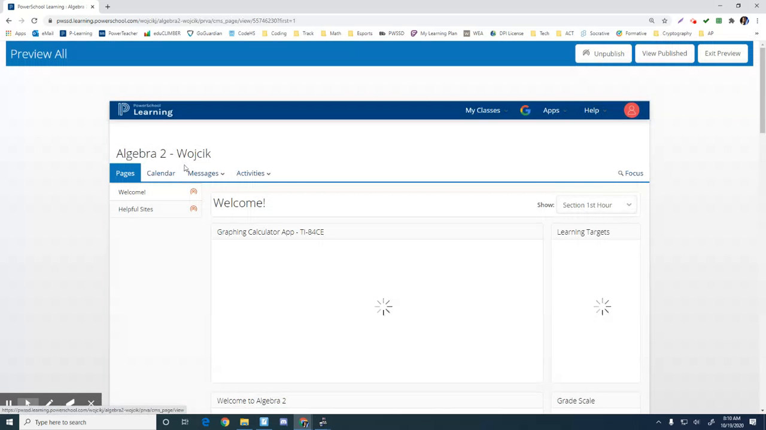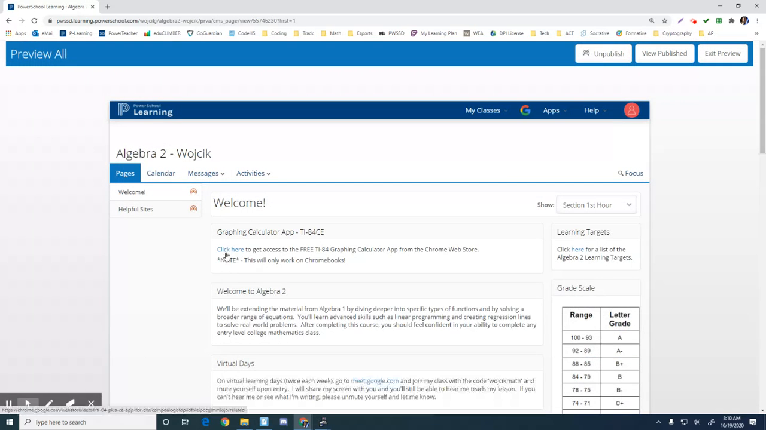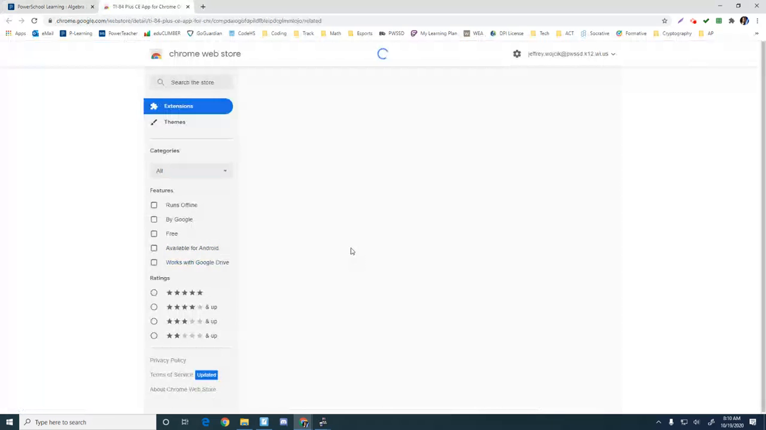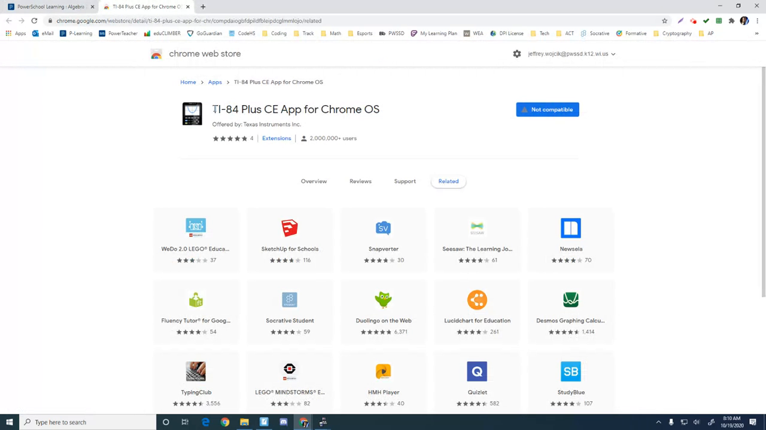So all you need to do is click here. It will take you to the web store that shows this TI-84 Plus Color Edition app. Now, on my computer, because I'm on a desktop, a Windows PC, I cannot download it. Right here, it says not compatible. On your Chromebook, though, you'll have a button up here that says install or add to Chrome or whatever. Click on that. Let me make sure it's working for you.